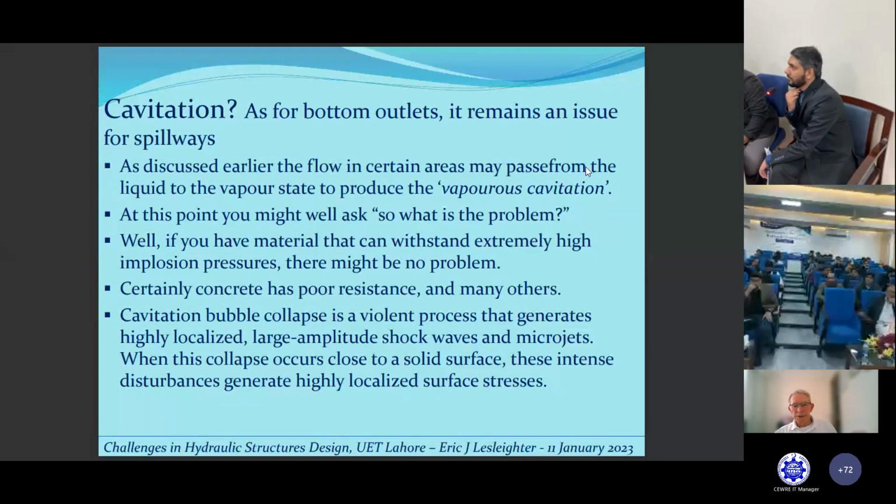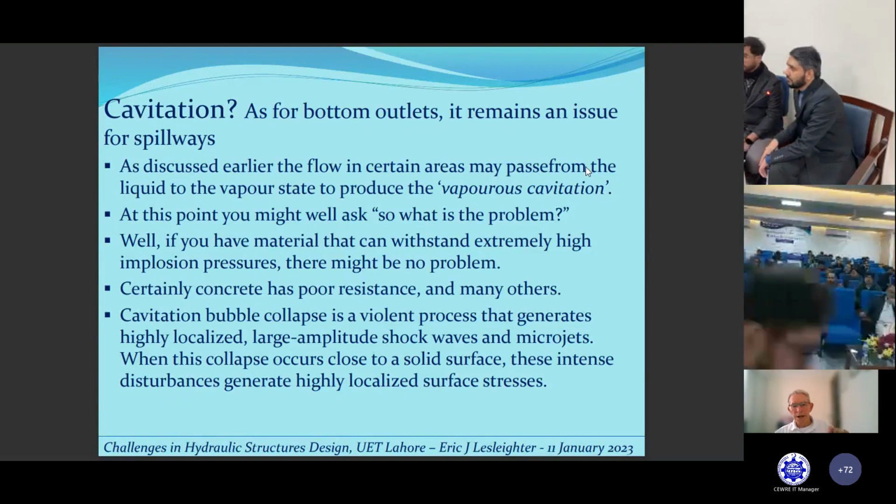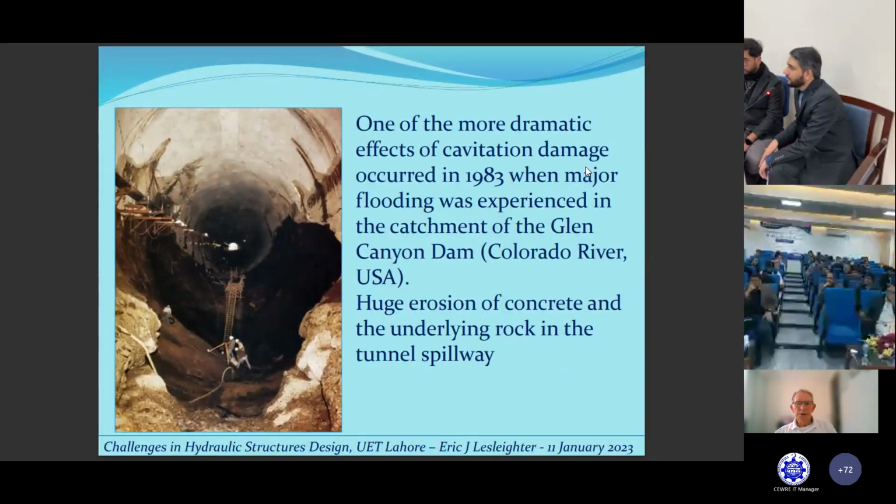Cavitation bubble collapse is a violent process that generates highly localized, large amplitude shock waves and microjets, very small as they collapse. When this collapse occurs close to a solid surface, these intense disturbances generate highly localized surface stresses. You have a picture now, I hope, in the next slide showing the major cavitation damage which occurred in 1983 at the Glen Canyon Dam, Colorado River, USA. Do you have that slide?